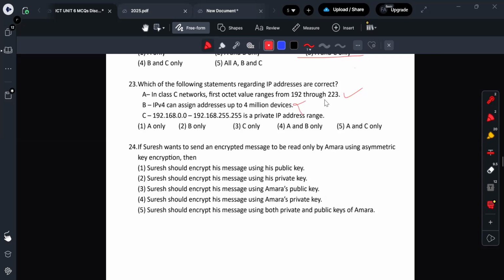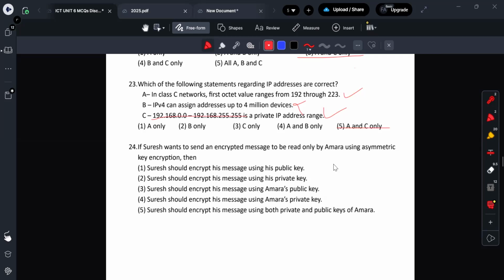Okay. And then this 192.168.0.0 to 192.168.255.255 is a private IP address range. So yes, this is a private IP address range. So for class C, the private range is exactly what they have given, right? Private IP address range for class C. So the answer is A and C only.